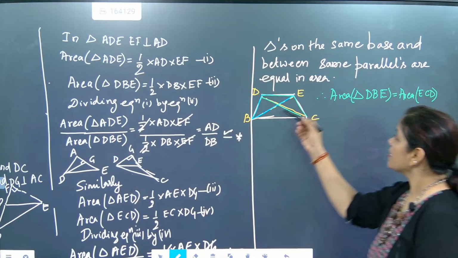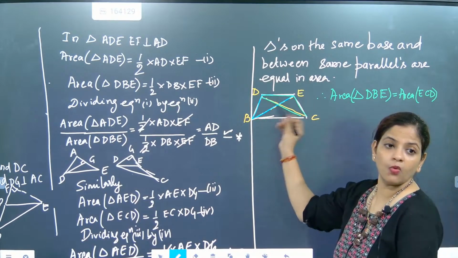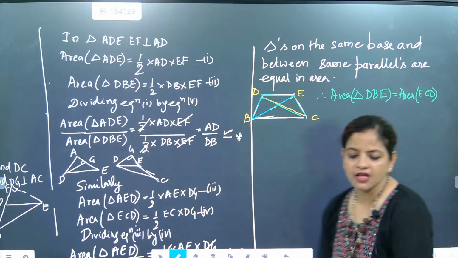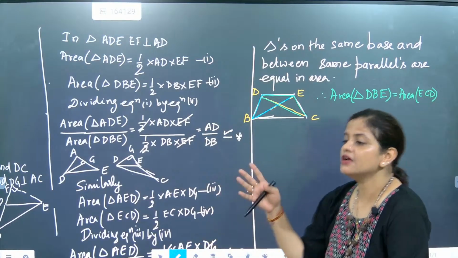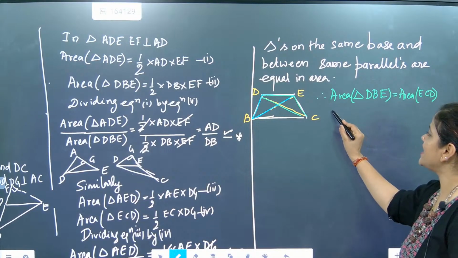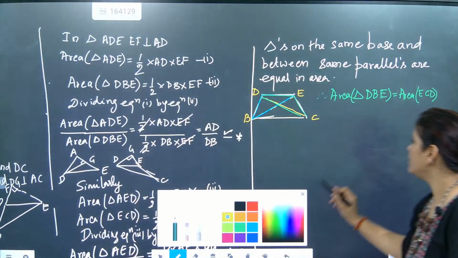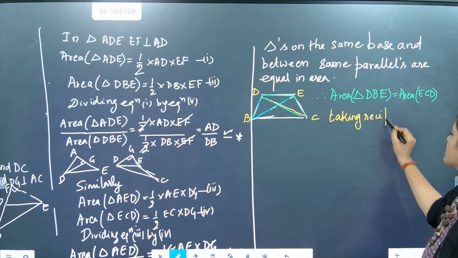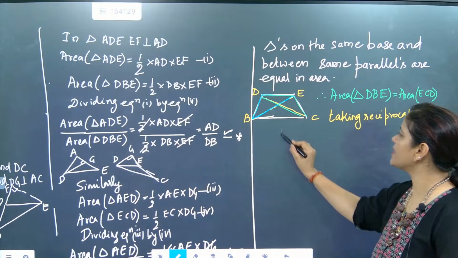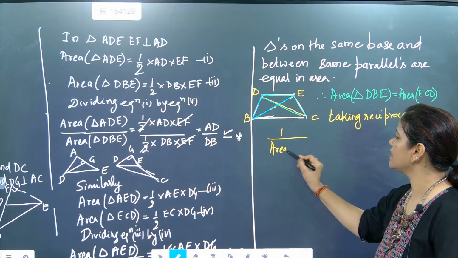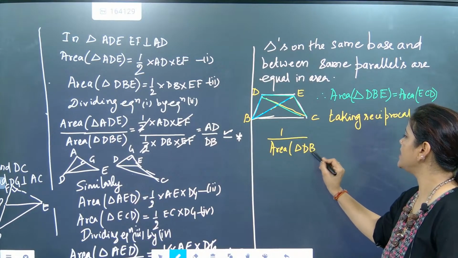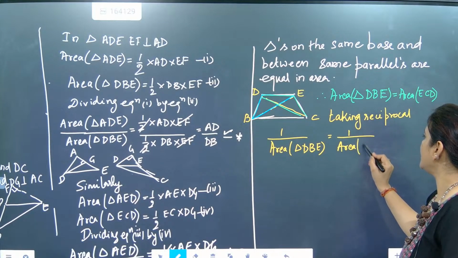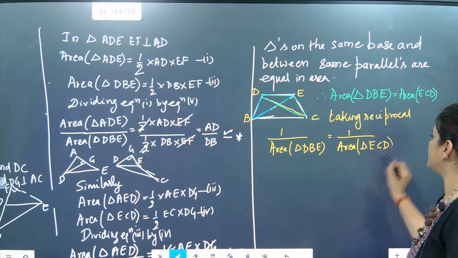Area of triangle DBE, because this triangle and this triangle are on the same base. What is the same base? DE. And what are the same parallels? The same parallels are DE and BC. Now, beta, this part is there. Now taking reciprocal, what will it become? 1 by area of triangle DBE is equal to 1 by area of triangle ECD. Done?